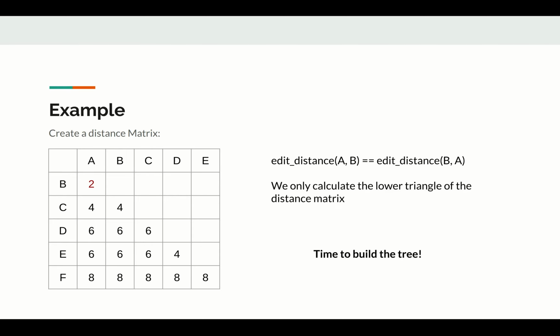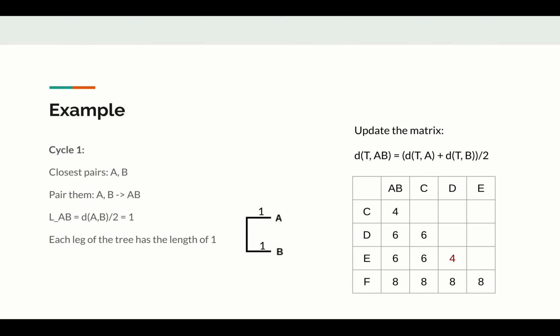First, we see that the closest pair is A and B, and we merge them. We pair A and B into AB, and in the tree that we build, the length of each leg is half the distance of A and B, so that the distance between A and B is 2 times this leg length. Here the leg length would be 1 because the distance was 2. So we update the matrix by merging A and B to AB and updating the distances.